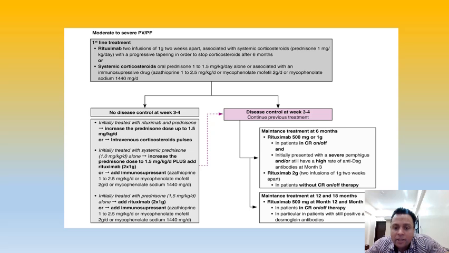Rituximab when the patient's disease is controlled, at 3 to 4 weeks. So rituximab you have to give at 12 months. Normally when we start rituximab, this is the protocol: we give two doses 2 weeks apart, and then we give at 12 months, and then once every 6 months. Normally we do it this way.